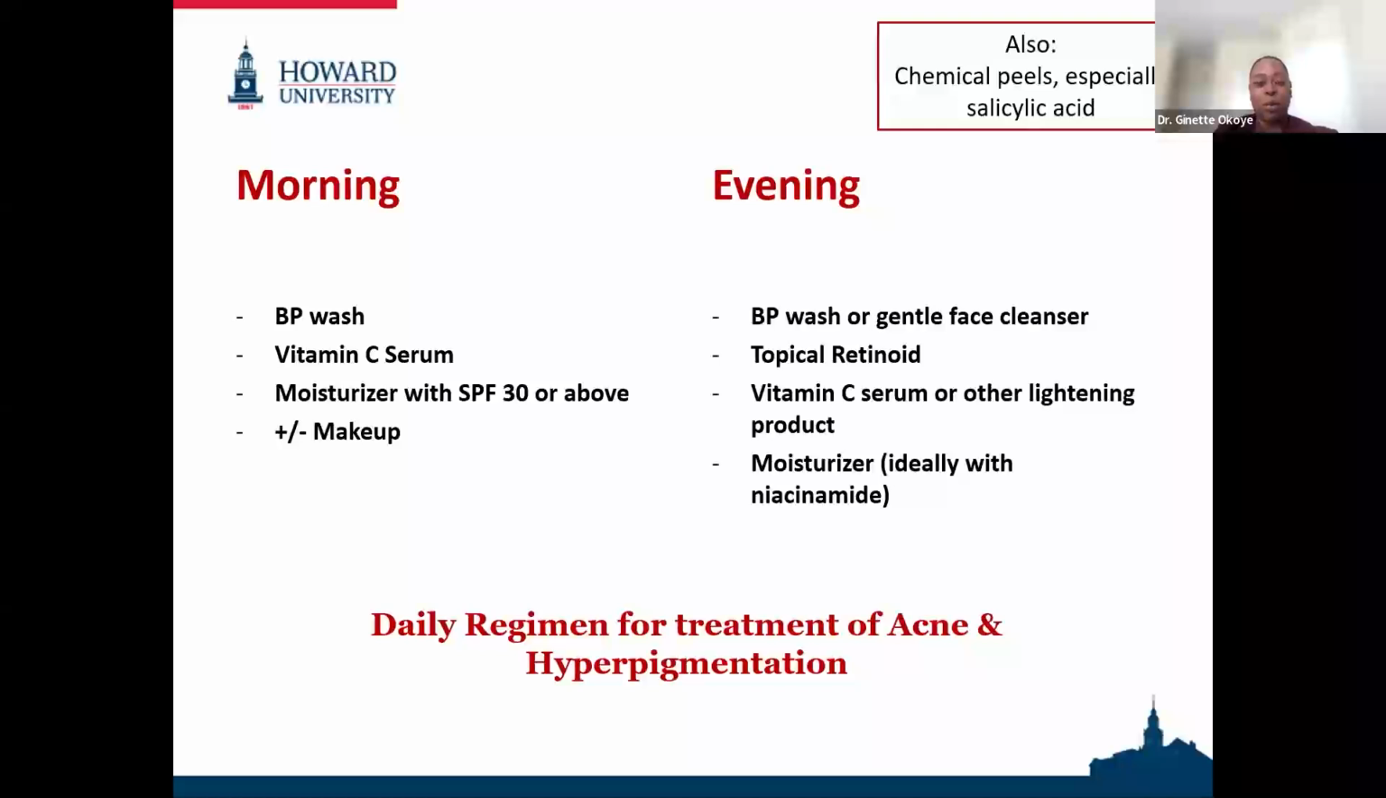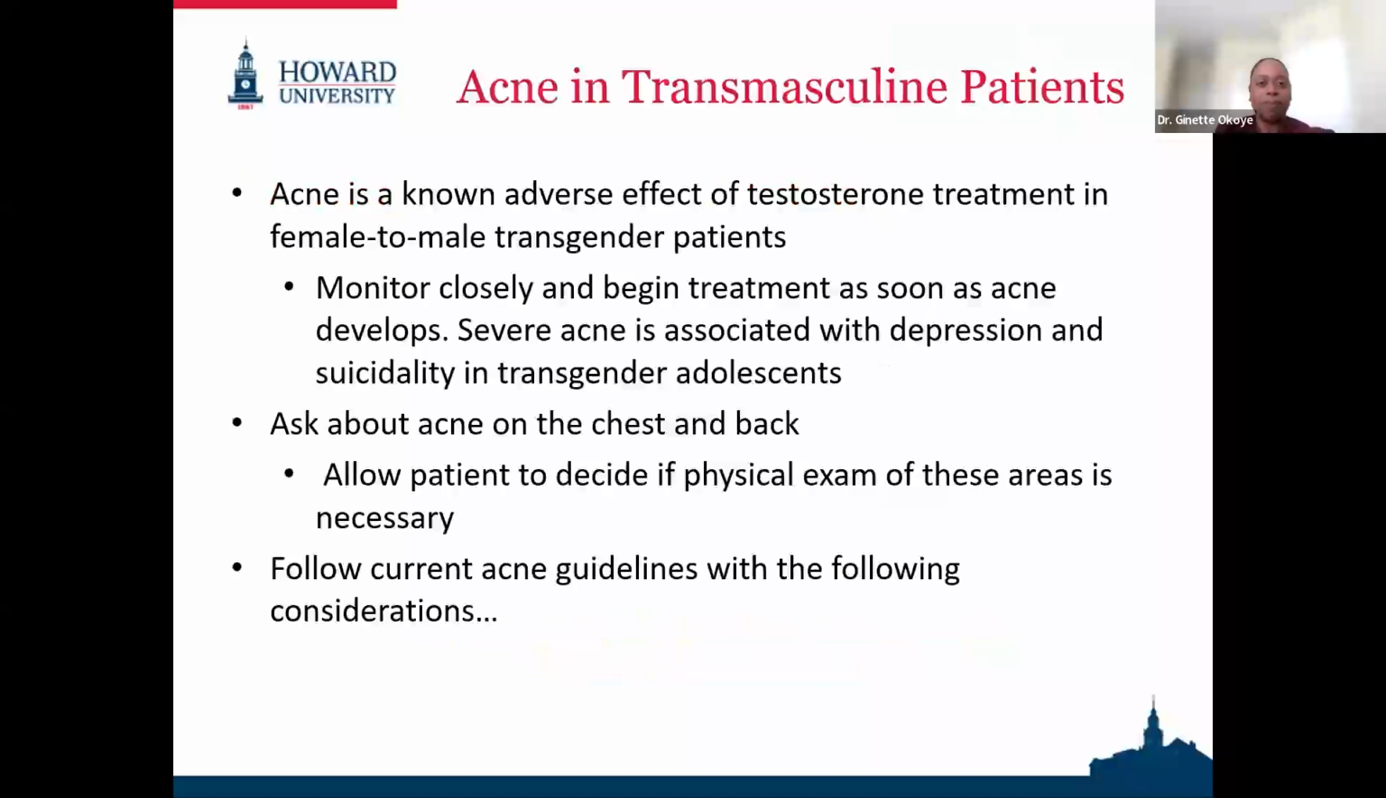Chemical peels work really well for hyperpigmentation, and salicylic acid chemical peels, which are easy to administer in the office, or patients can do them at home. They have lower strengths over the counter. Salicylic acid chemical peels specifically help acne and hyperpigmentation.